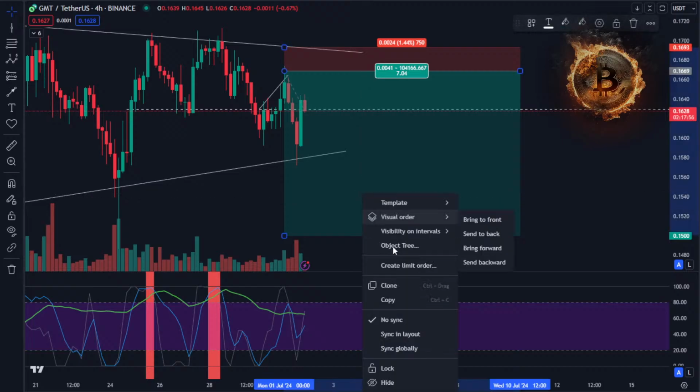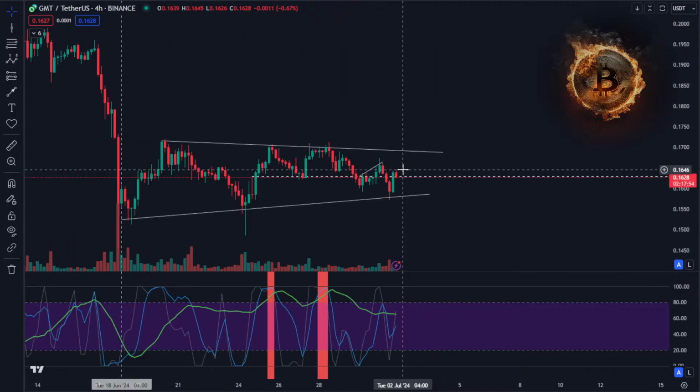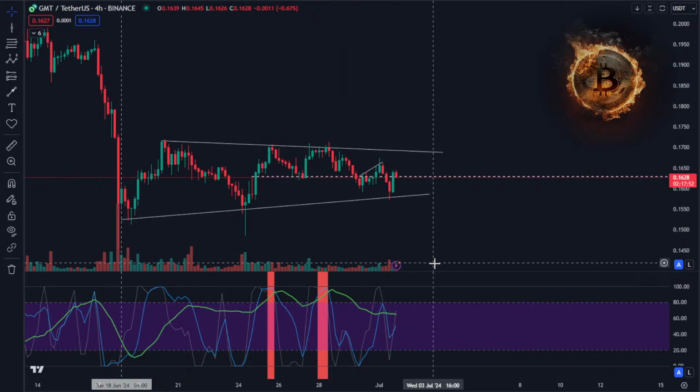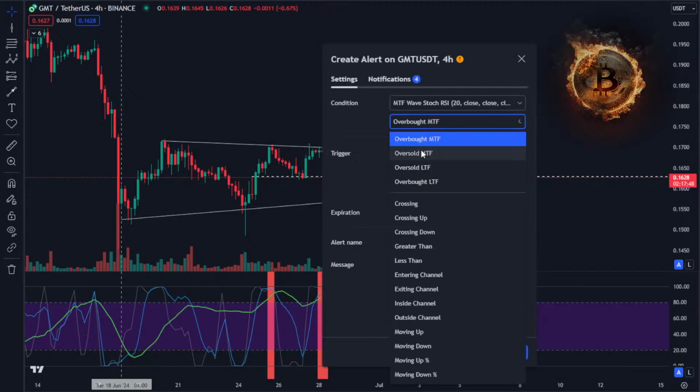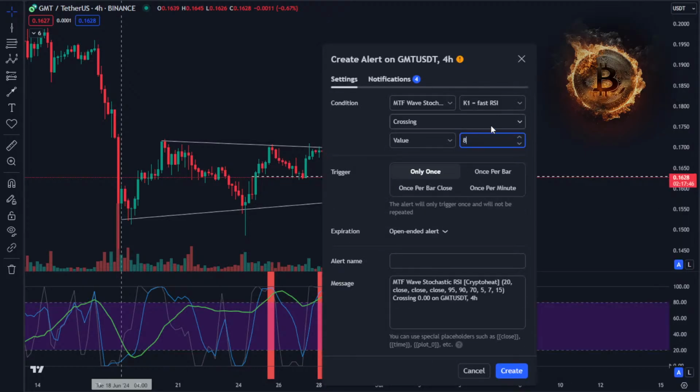Now I'm going to be looking for a re-entry when the 4-hour taps back up, so I'm going to just add an alert here for crossing 80: check for possible GMT short re-entry.